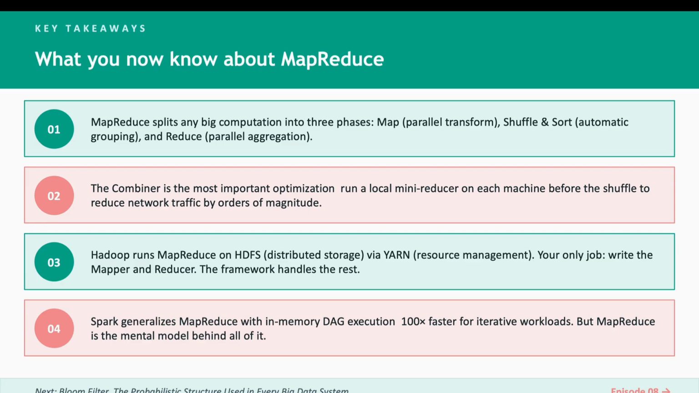So in the next episode, we'll be talking about the Bloom filter. How do you check if a username exists in a database of 500 million users in constant time using almost no memory? The answer is a probabilistic data structure that will genuinely surprise you.